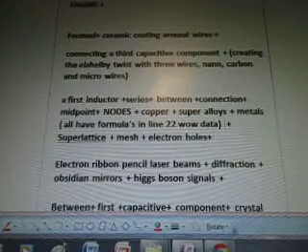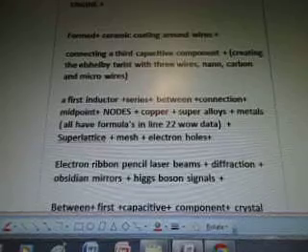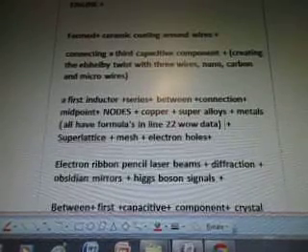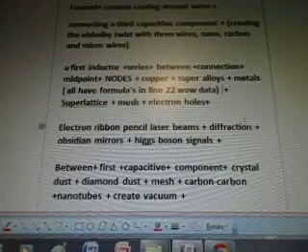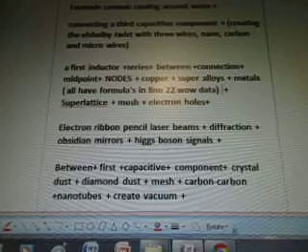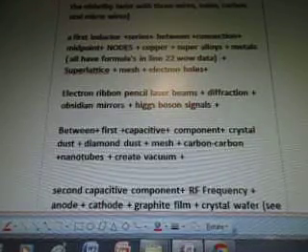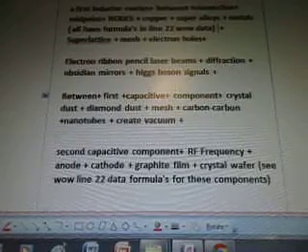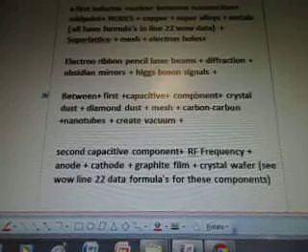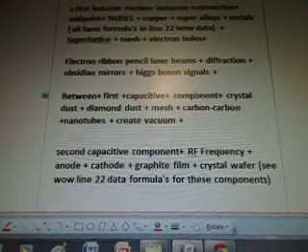Every single keyword you see in this formula has a formula to go with it to make it. It's very, very extensive. Superlattice mesh electron holes, there's a formula for that too. Electron ribbon, pencil, laser beams, diffraction, obsidian mirrors, Higgs boson signals. Between first, sorry, I better explain something. Every single word that's in this formula has come up in the well data, and every one of them has a formula on how to create it and what it should be done with it.